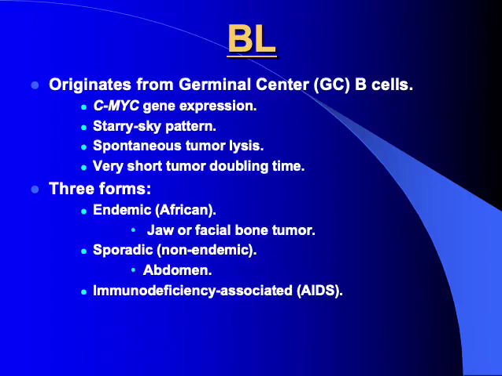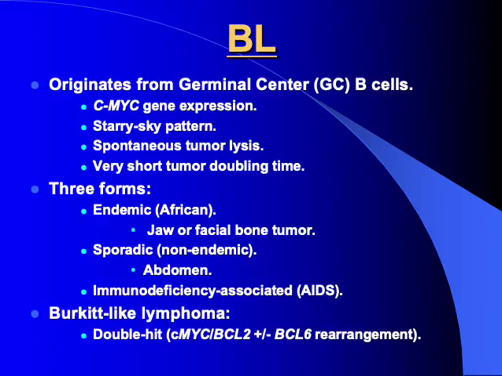The second type is sporadic, non-endemic Burkitt lymphoma. It is mainly in Western countries. It involves the abdomen mainly. And the third type is immunodeficiency-associated Burkitt lymphoma, associated with AIDS or HIV.